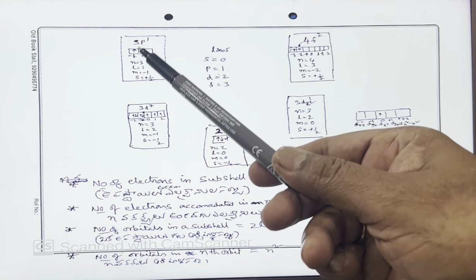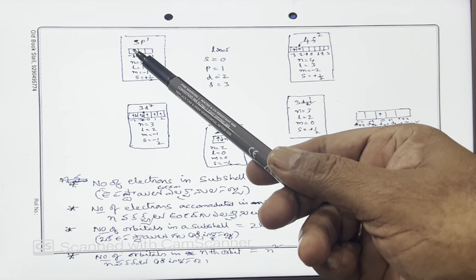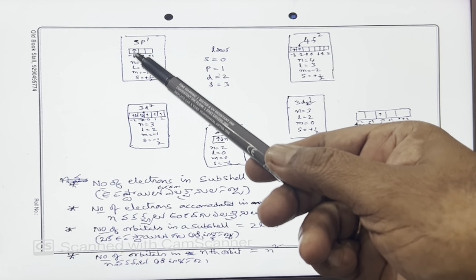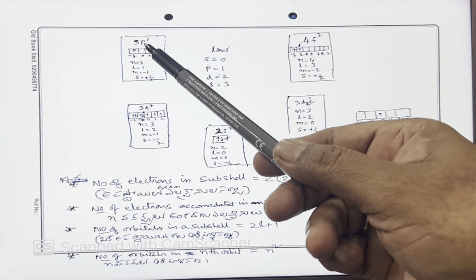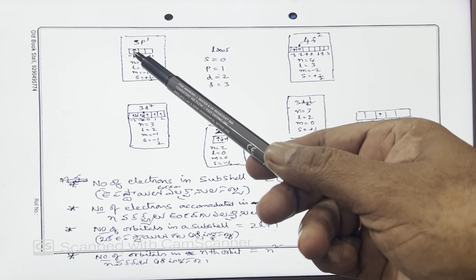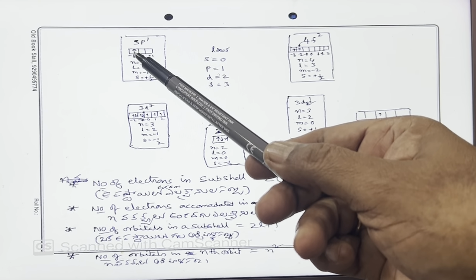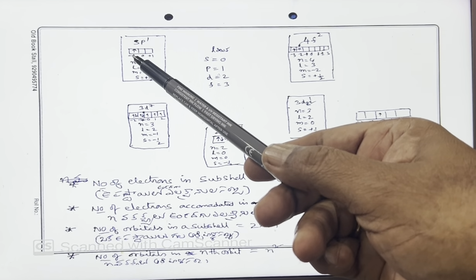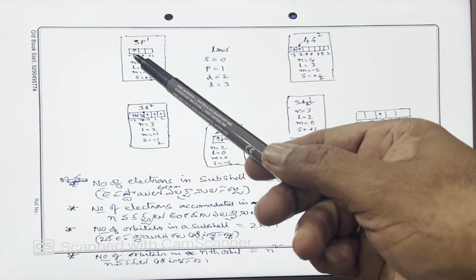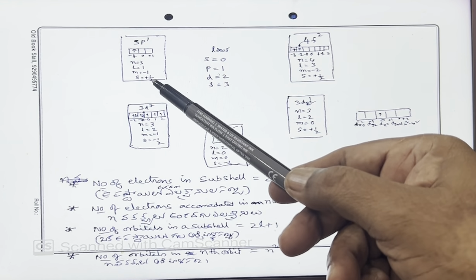For 3p1, the first electron, the p orbitals are 3, and the electron is filled in a clockwise direction in the first orbital. As it is in the third orbit, n value is 3. For the p subshell, l is equal to 1. As it is in the first orbital, m is equal to minus 1, the electron is present in the minus 1 orbital, the px orbital. As it is clockwise, an upward arrow, s is equal to plus half.